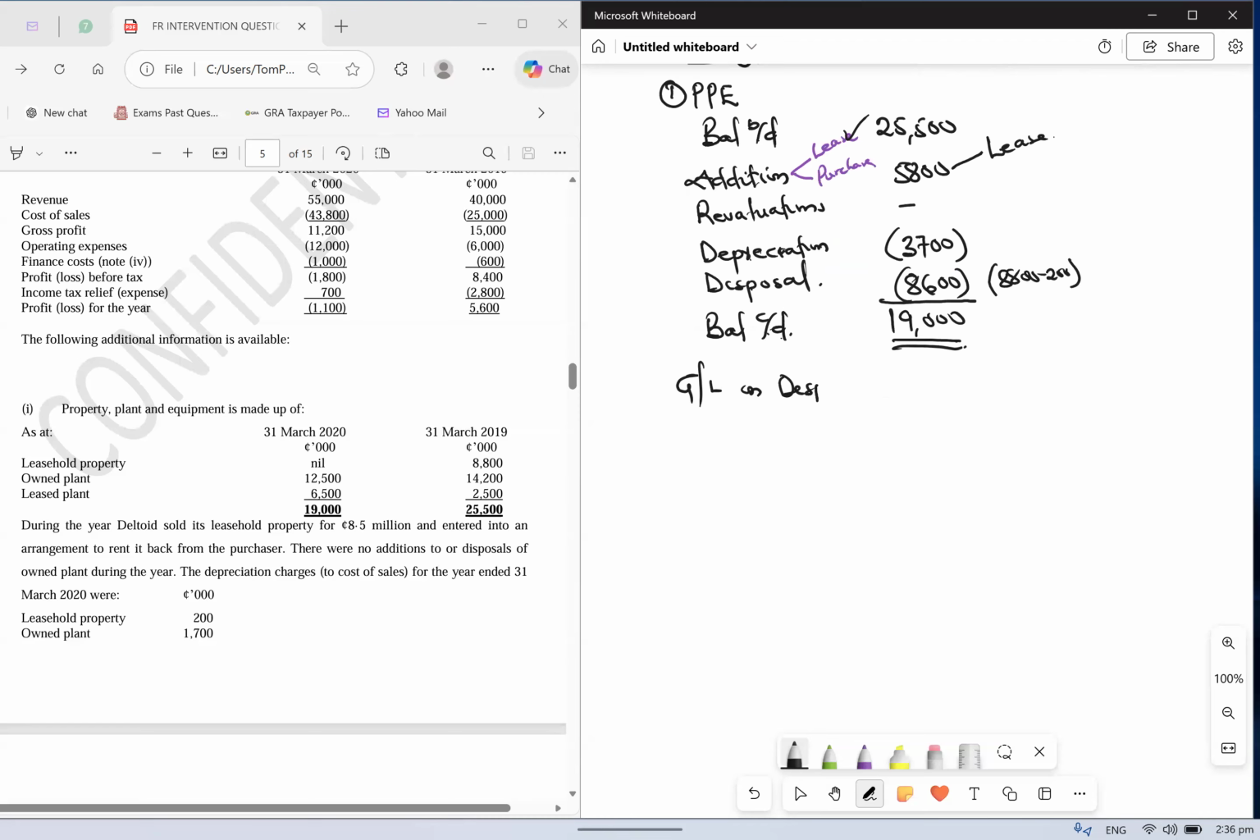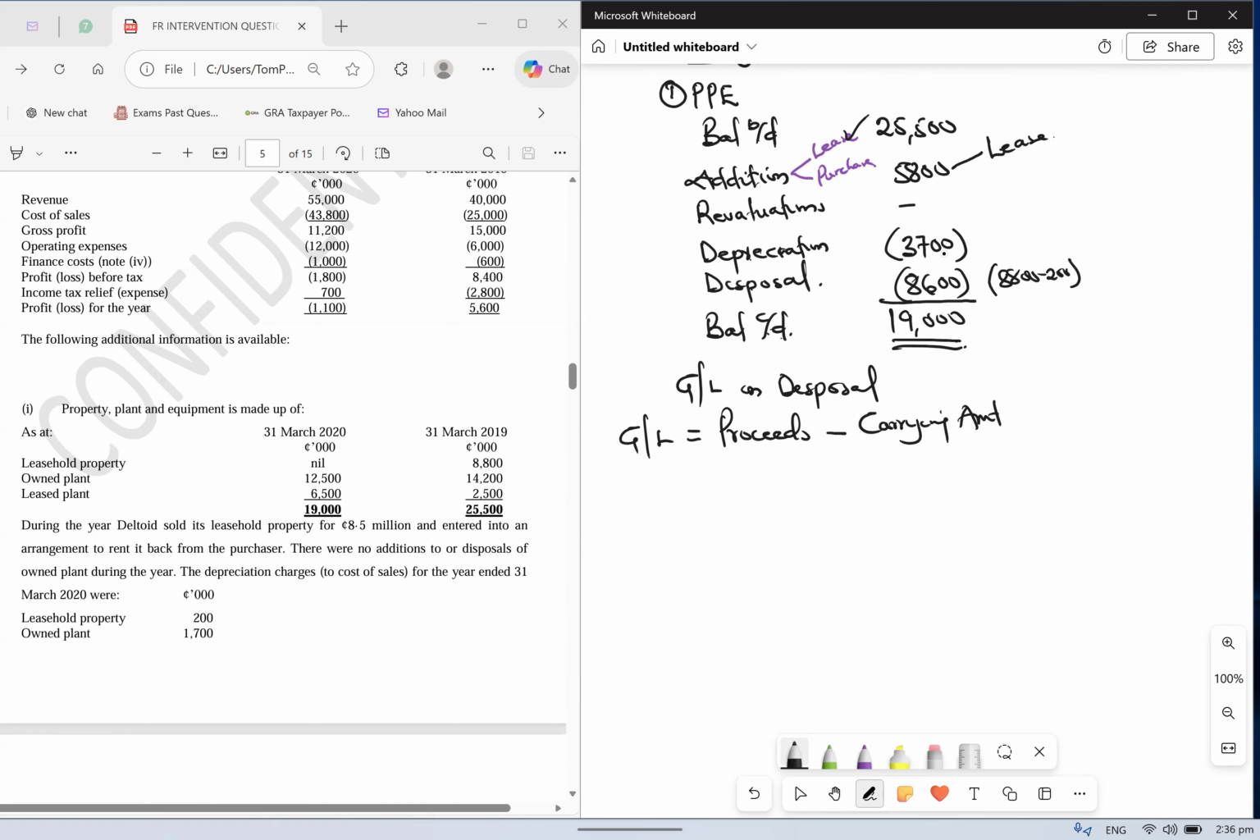And how do you do gain or loss on disposal? It is the proceeds you collect from disposing minus the carrying amount of the asset you disposed. Carrying amount. And that should give you the gain or loss. Remember, gain or loss is non-cash.